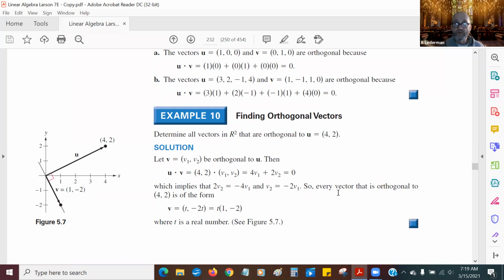So every vector orthogonal to (4, 2) is going to be of the form (t, negative 2t), or I could say it's t times (1, negative 2), t of course being a real number. And by the way, I don't want to get you all too crazy, but this is a vector space. I wonder if it's always going to work like that. That's something that we always like to investigate.